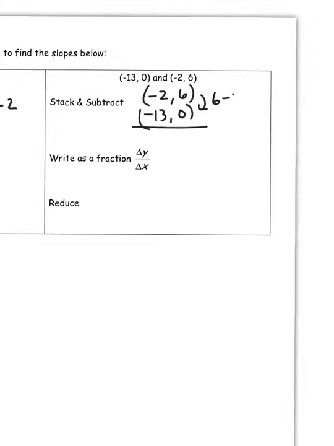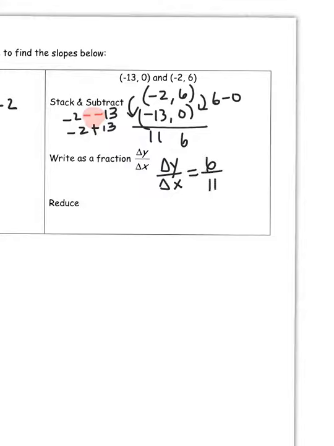Subtraction, 6 minus 0 is 6. Be really careful here. Negative 2 minus negative 13. Now, minus a negative actually turns into negative 2 plus 13, which is positive 11. So now I write my answer as a fraction, change in y over change in x, and I get my y is 6, my x is 11.